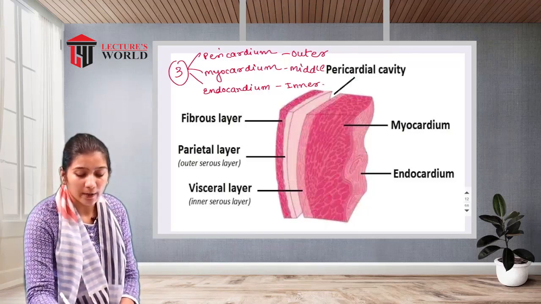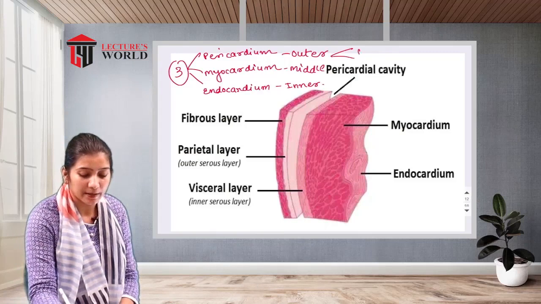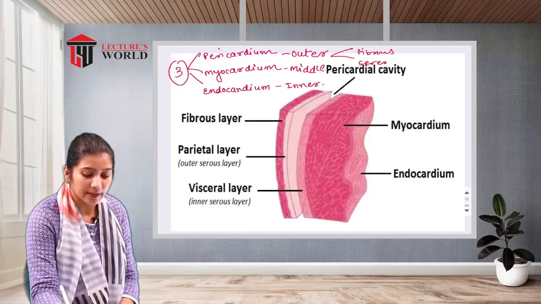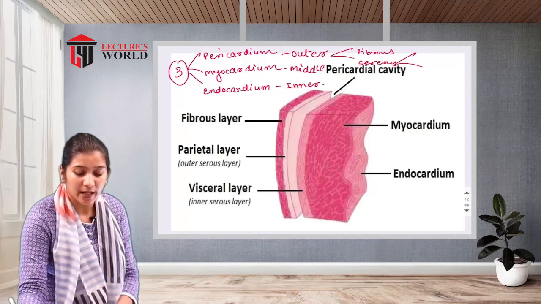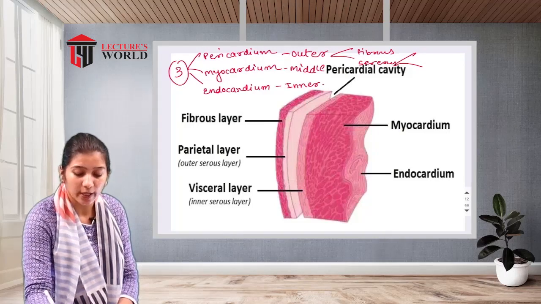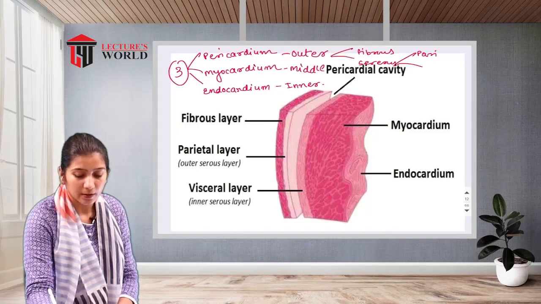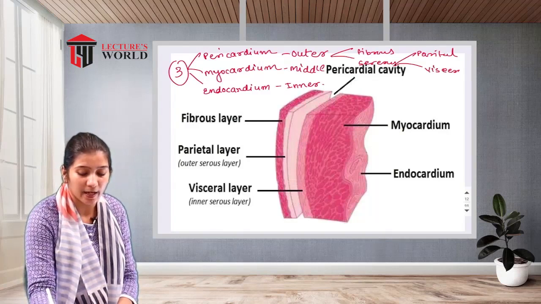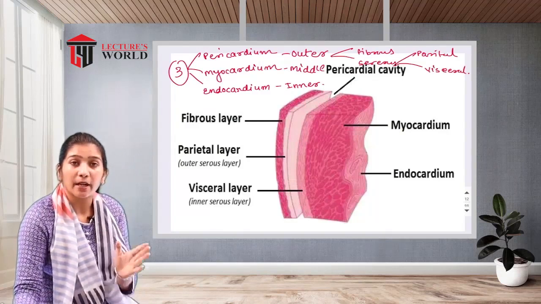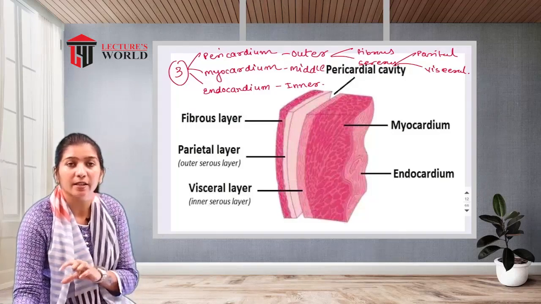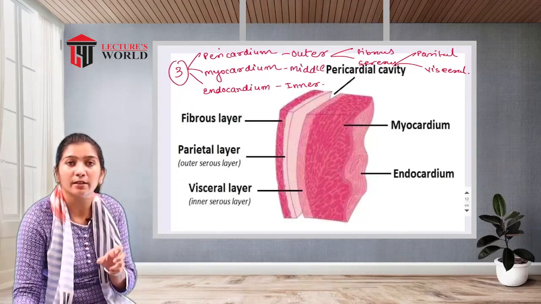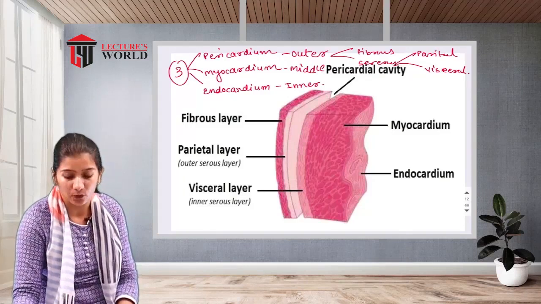The pericardium is divided into two types, the fibrous pericardium and the serous pericardium. The serous pericardium is also divided into two types, the parietal pericardium and the visceral pericardium. Between the parietal pericardium and the visceral pericardium is the pericardial cavity, and the fluid present in the cavity is known as the pericardial fluid.